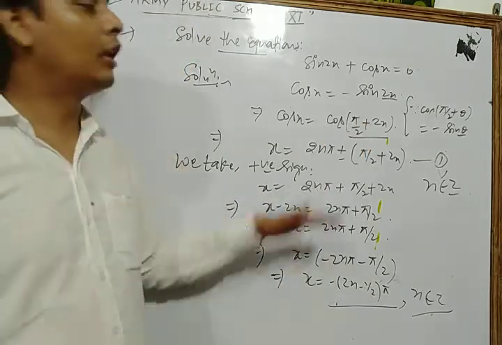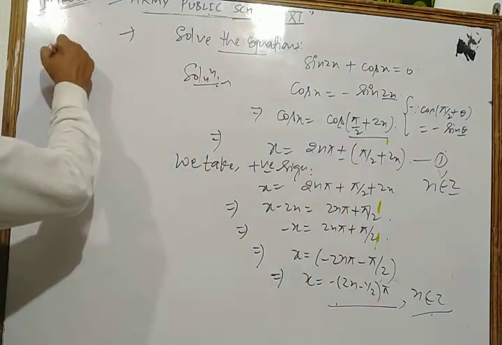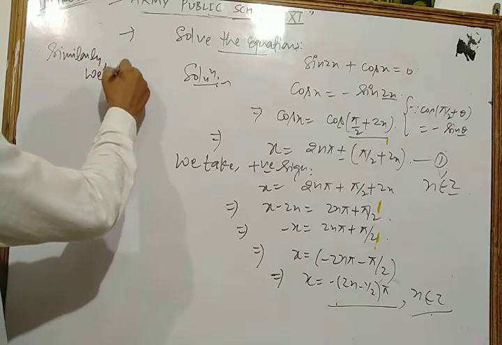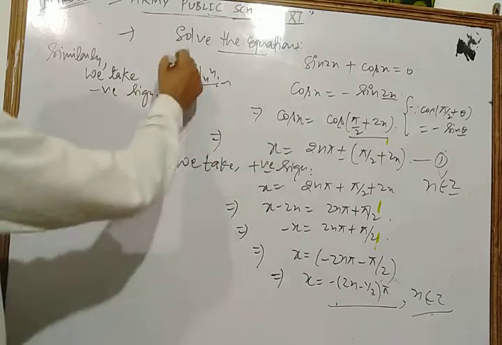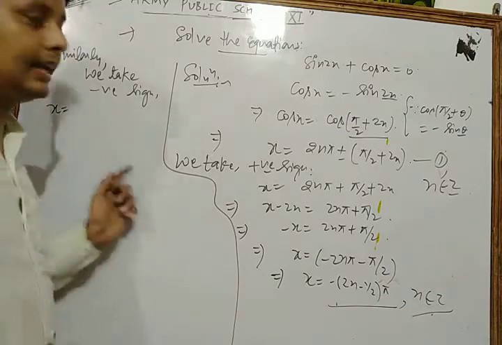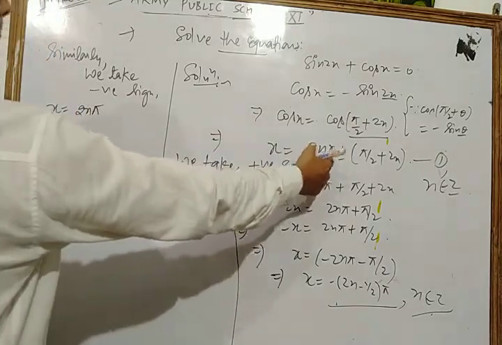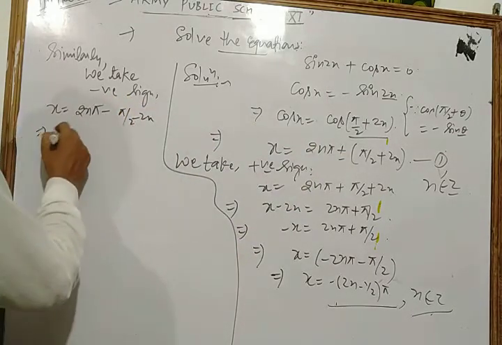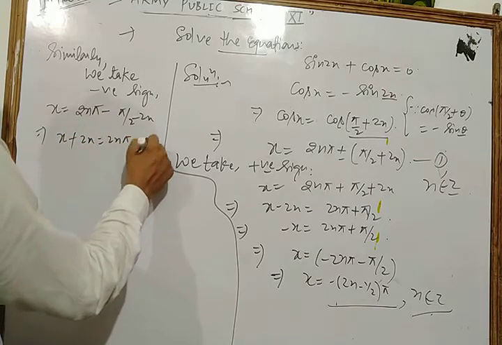Okay, similarly we take the negative sign. So what do we get? We get x is equal to 2n pi minus pi by 2 minus plus minus 2x. So we get x plus 2x is equal to 2n pi minus pi by 2.